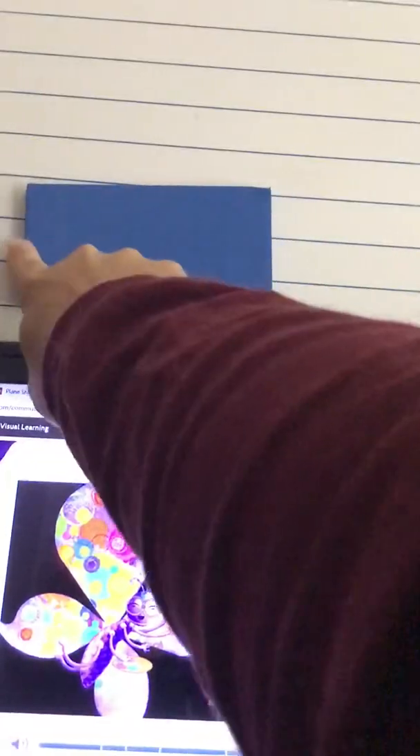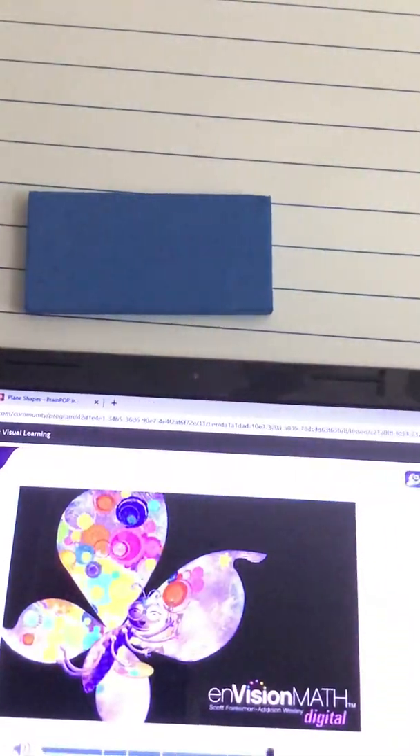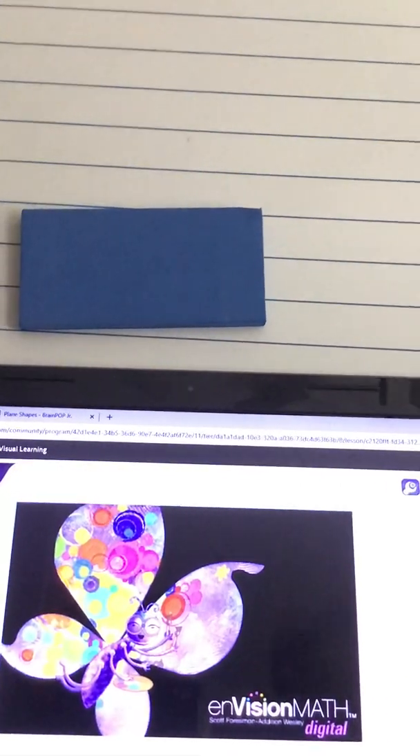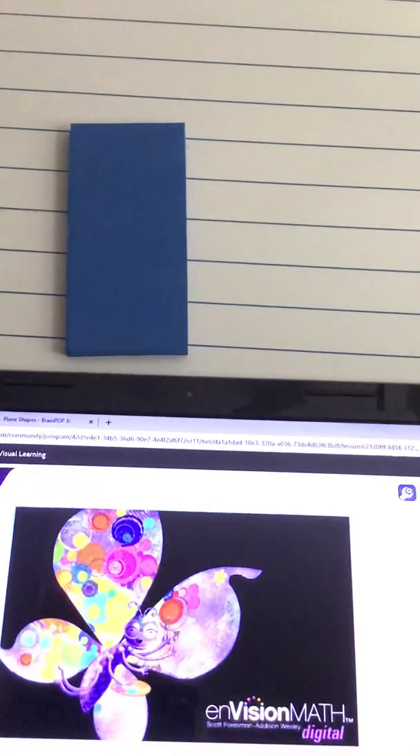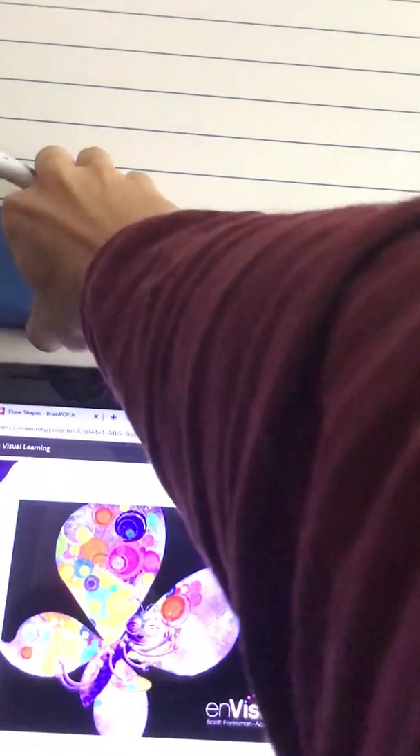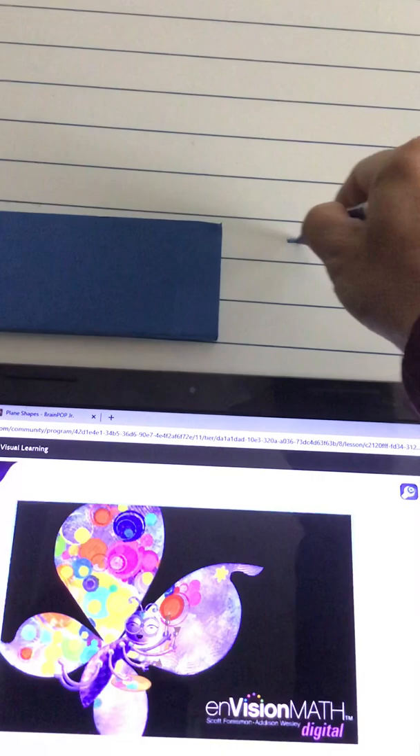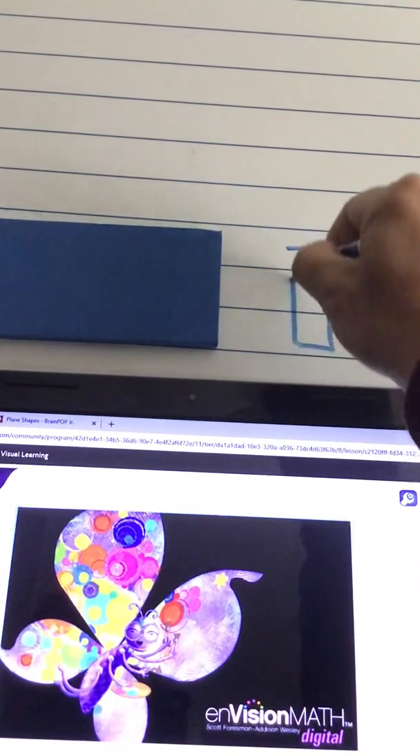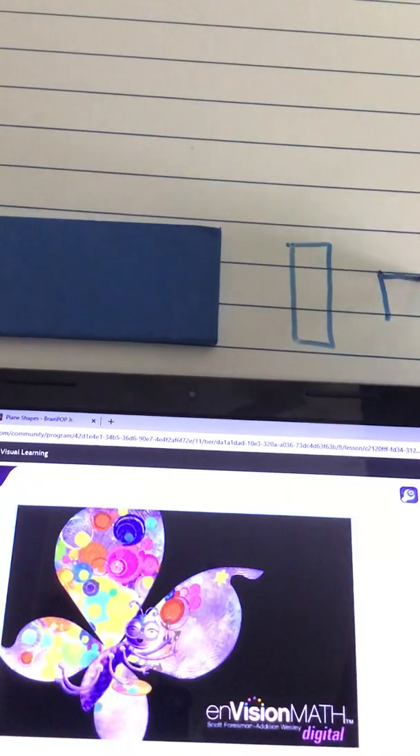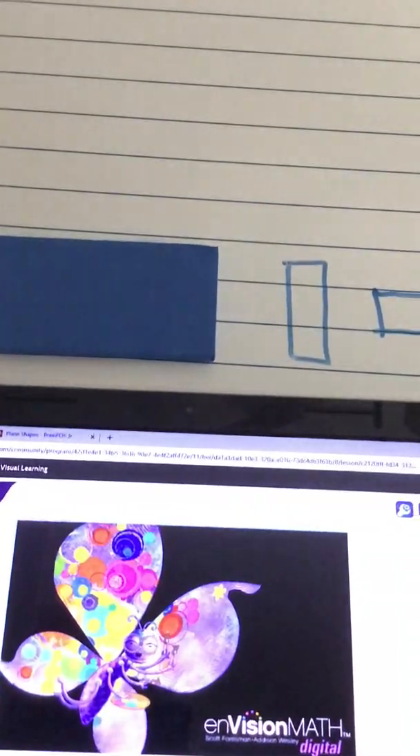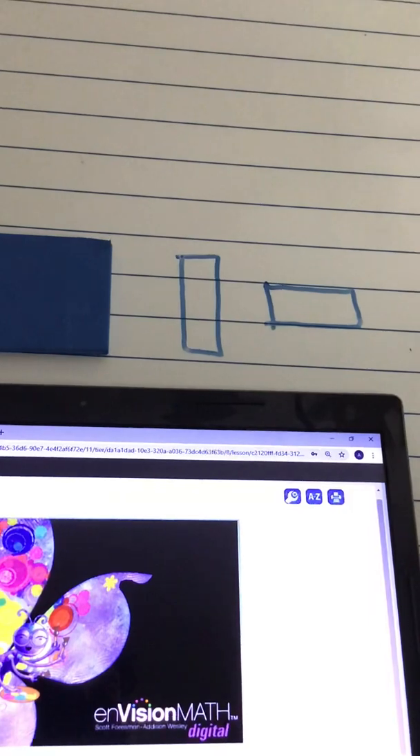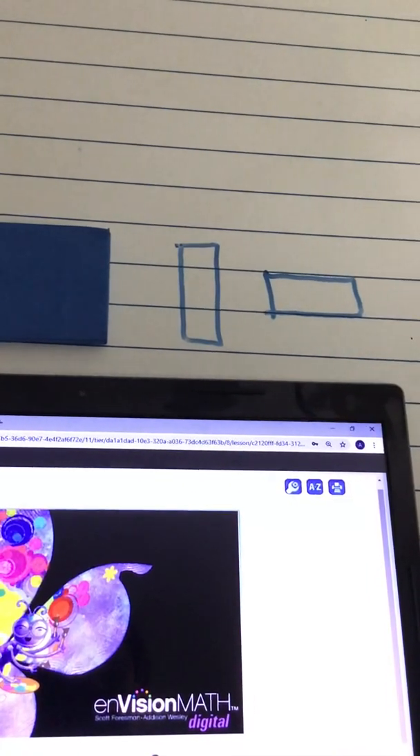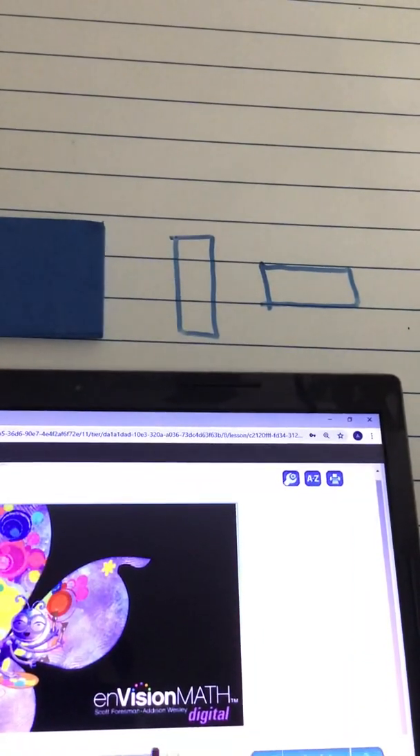So usually 2 of the lines are shorter and 2 of the lines are longer to make a rectangle. Again, it does not matter if your rectangle goes this way or this way. It is a rectangle. So you can draw a rectangle in box number 4. It doesn't matter which way your rectangle goes, as long as you have 4 straight lines and 4 corners. 2 of the lines are longer and 2 of the lines are shorter.